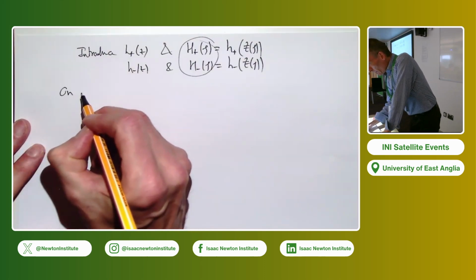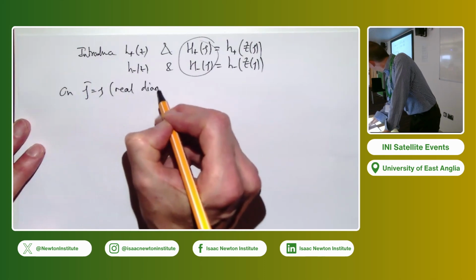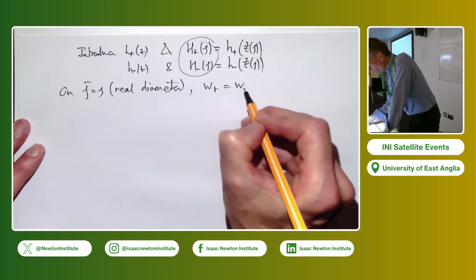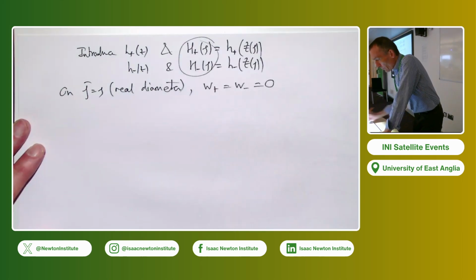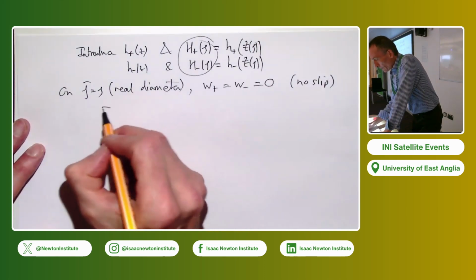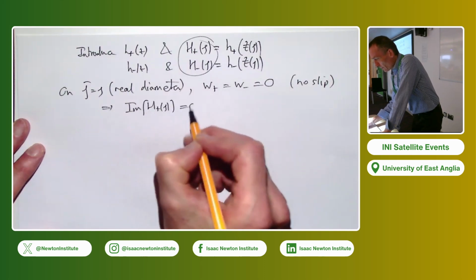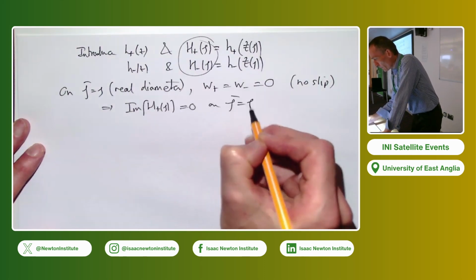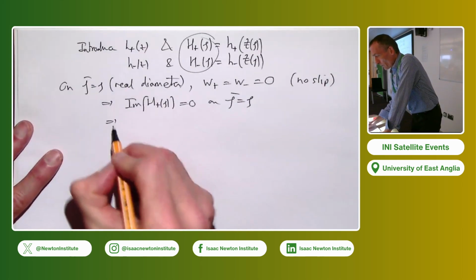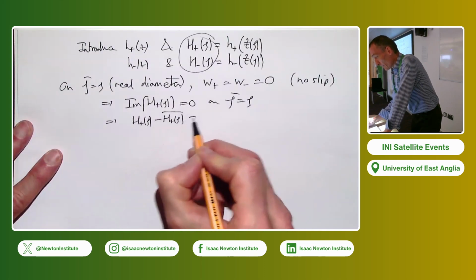So on zeta bar is equal to zeta, this is the real diameter. Am I still on the board? Yeah. W plus is equal to W minus is equal to 0. There's no slip. This implies the imaginary part of H plus is 0 on zeta bar equal to zeta. Okay? Which means that this minus its complex conjugate is 0.